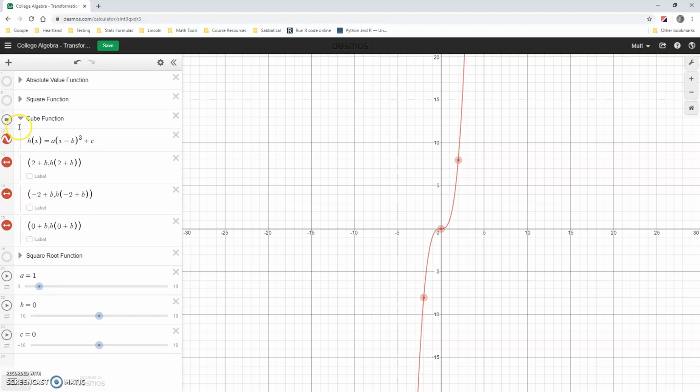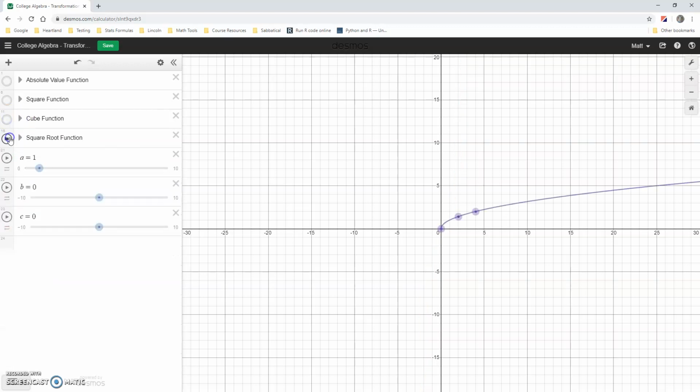So that same type of behavior is consistent with all of our graphs, including the square root function. Our value for b is going to slide the graph right to left. Our value for c is going to slide the graph up and down. And our value for a is going to cause either a vertical stretch, so those points getting stretched away from the x-axis, or as a gets smaller, it's going to compress those points down towards the x-axis.